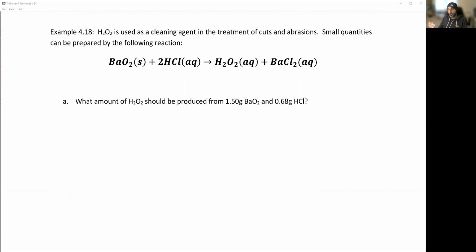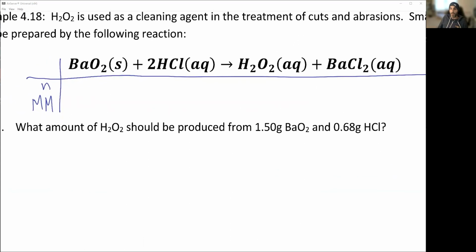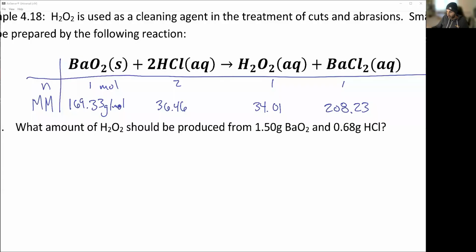So we have 2 starting materials. We don't know which is limiting based on their masses, because masses are not the same thing as moles. Before we start, the first thing we want to do is put in the molar ratios, and figure out the molar masses of all these things, because we're going to need some portion of them. Actually, I'm going to pause this and write them down. You should do the same thing.